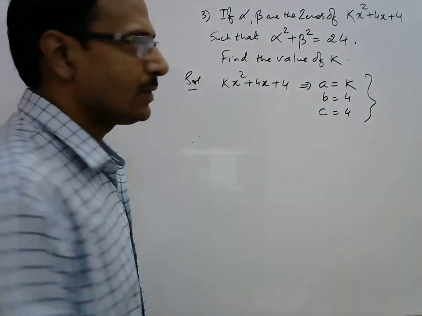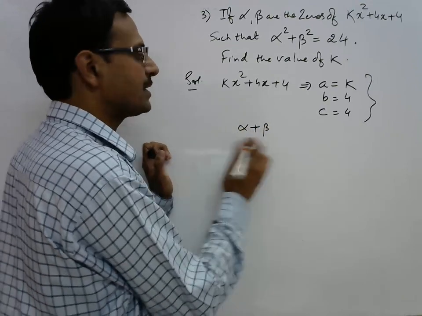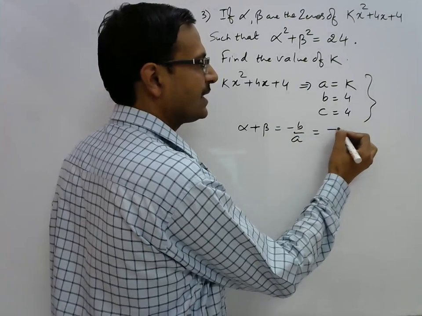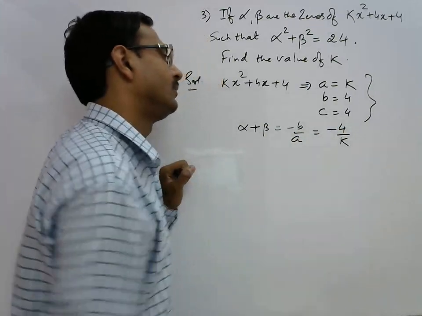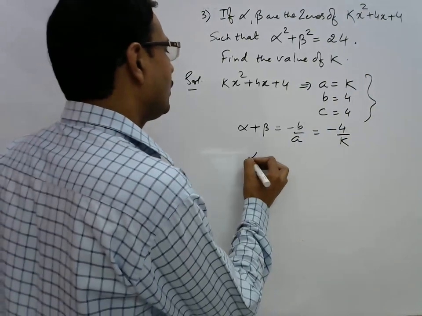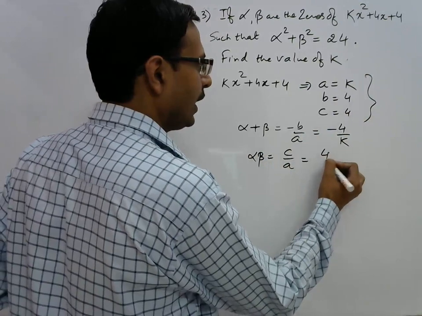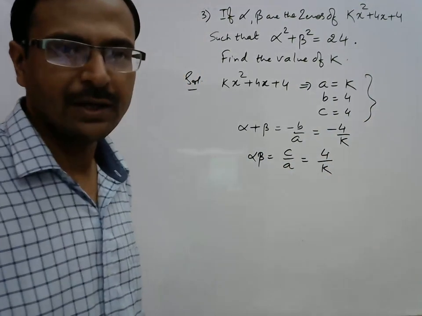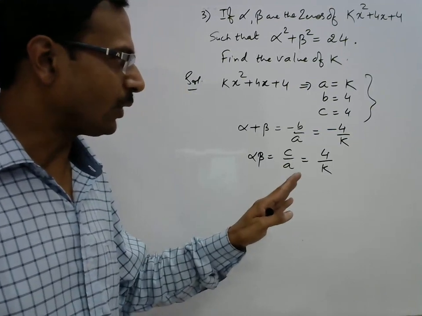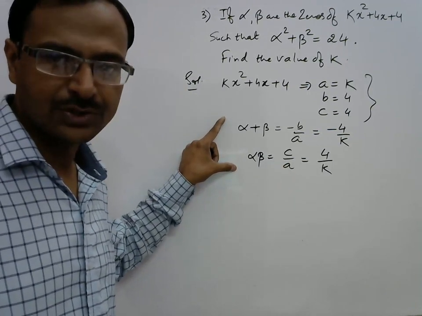What we do after this is to find the sum of zeros, that is alpha plus beta, which is minus b upon a. So that will be minus 4 upon k. I have put the values of b and a in the relationship. Similarly, you have alpha beta, which is c upon a. C is 4 and a is k. So again, the values of the two expressions are found using the relationship between zeros and coefficients.